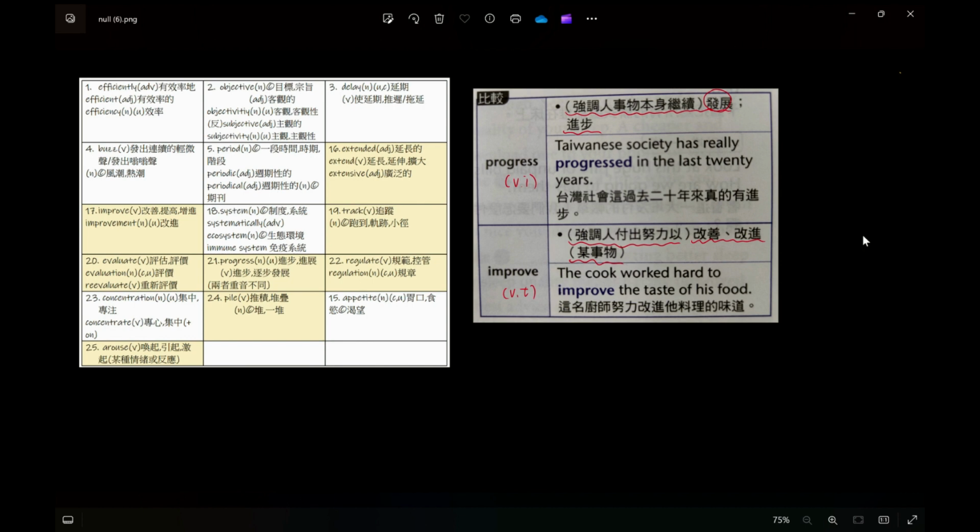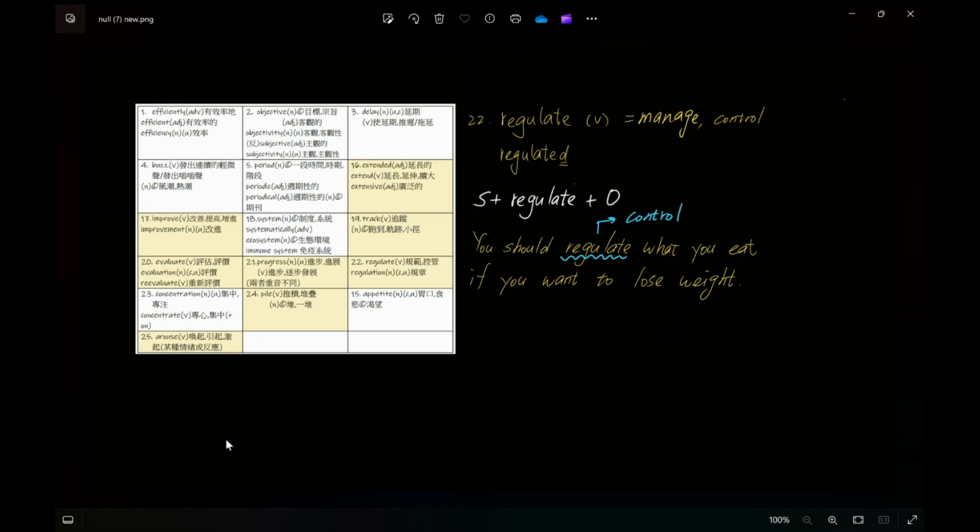So that's progress. It means to develop, to advance. As for improvement, it refers to somebody really working hard for something. So the person makes a certain skill of his or hers better. To make something better, that will be to improve. For example, the cook worked hard to improve the taste of his food. Okay, so that's what improve is. Now let's talk about number 22, regulate.